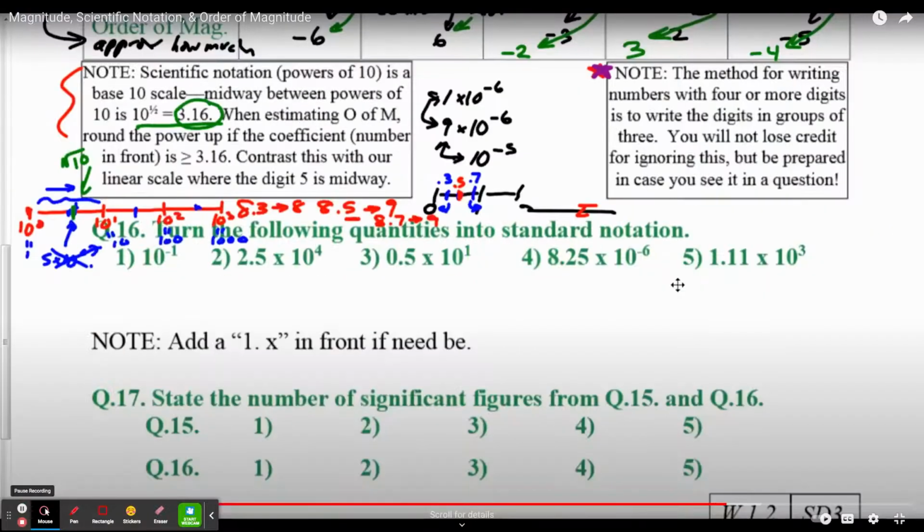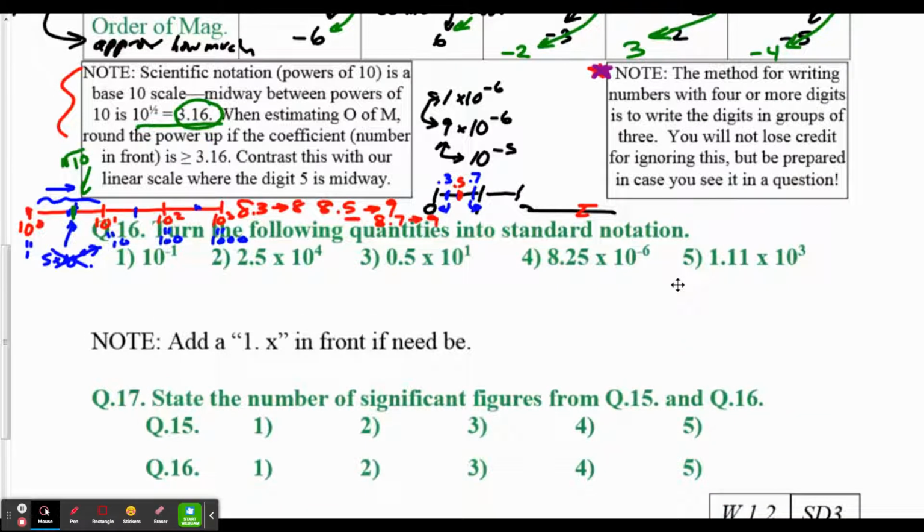Now we're jumping ahead in the video down to what's listed as question 16 here, but you have the same numbers on your paper, although it's not called question 16. So we're going to do the reverse. Take our scientific notation and turn it into standard notation. So now we're trying to get rid of the scientific. Okay. We're going to skip number 1. We're going to come back to that one. The others are actually a little easier.